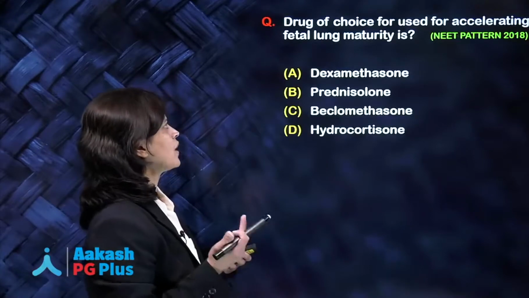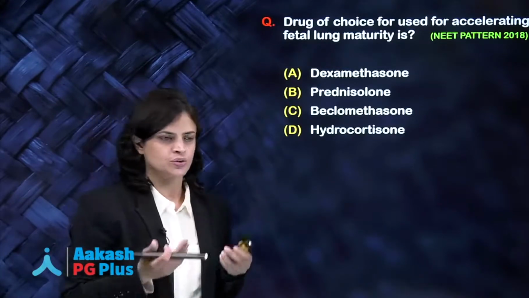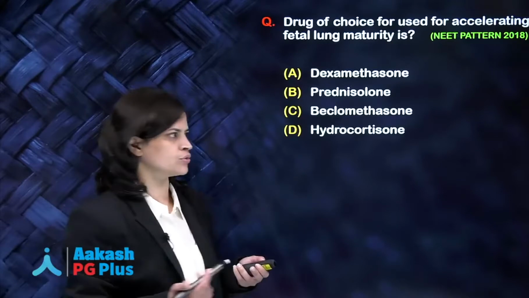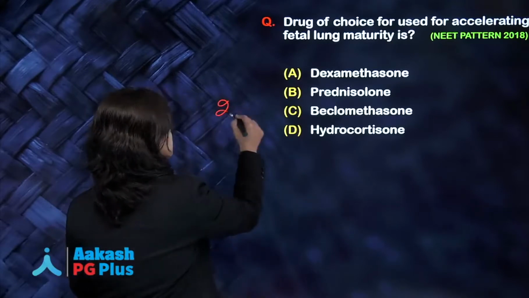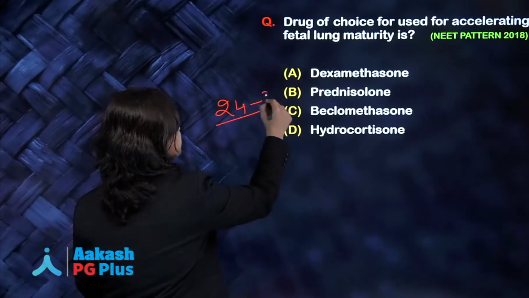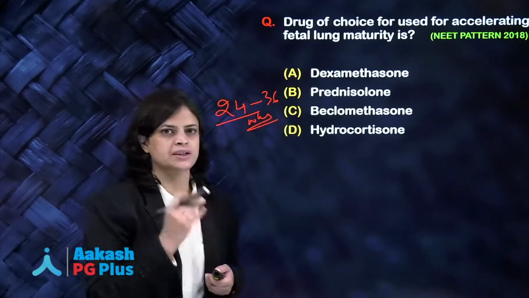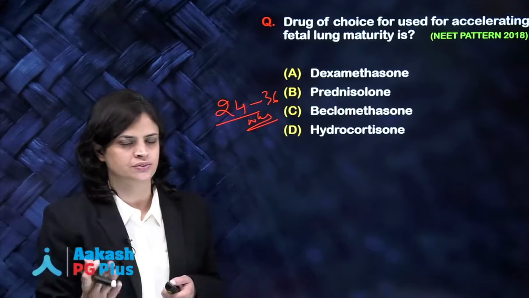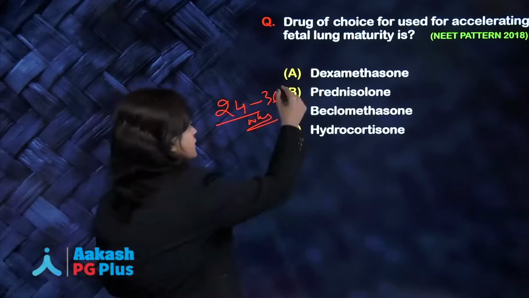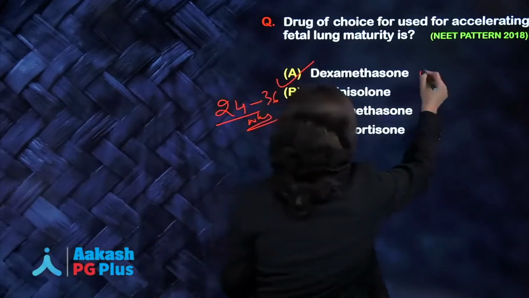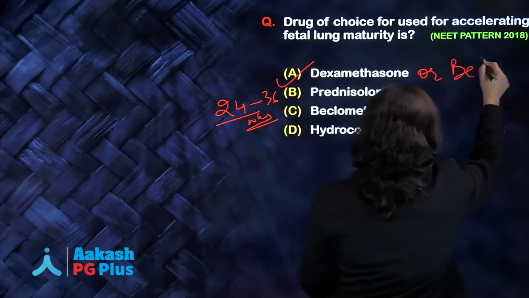Drug of choice used for accelerating fetal lung maturity. So here we are talking about antenatal corticosteroids, which are to be considered when you contemplate that a high-risk pregnant lady may need delivery anytime between 24 to 36 weeks of gestation. The drugs that can be used are dexamethasone or betamethasone.